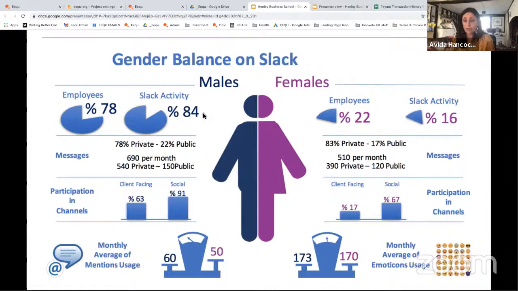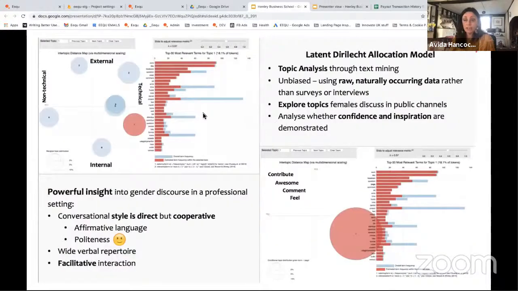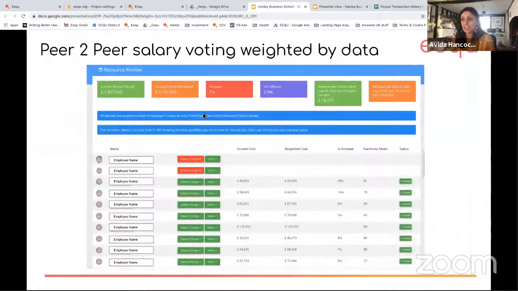With women, we found, for example, that there was definitely an absence of them. Although we had quite equal numbers within the organisation, we found that they stepped away from the client-facing channels and the social channels more. So you can see that there was something there. And we could even forensically look into their language and see that they used more mitigating language, like perhaps and maybe and so forth. And so they actually had different mannerisms within the written exchanges.